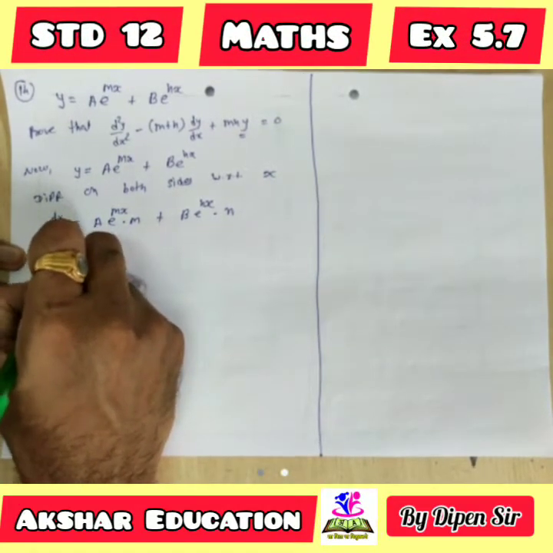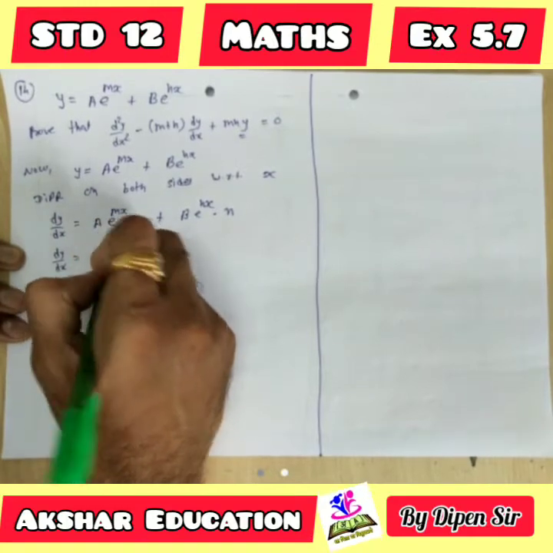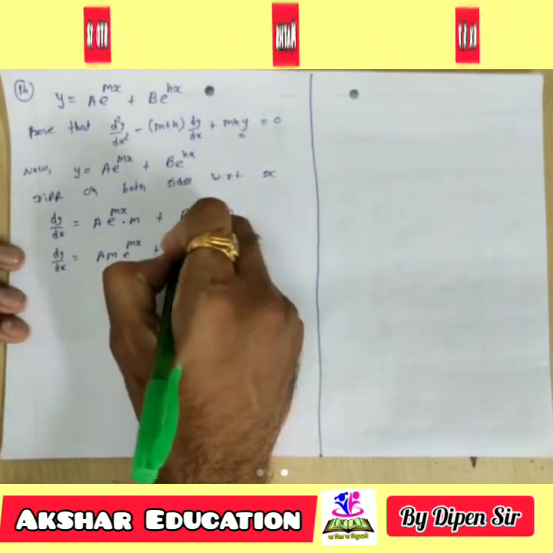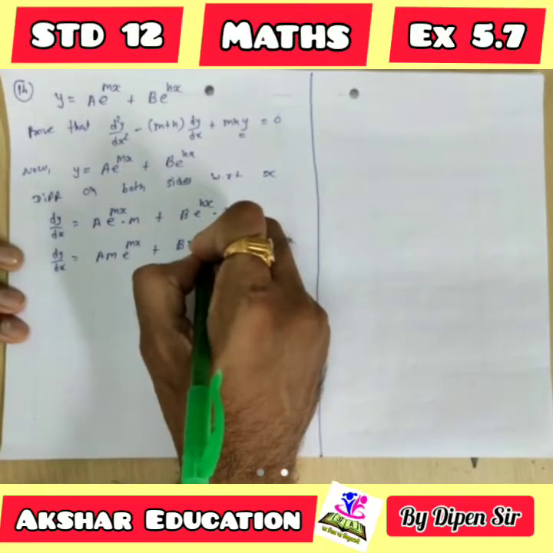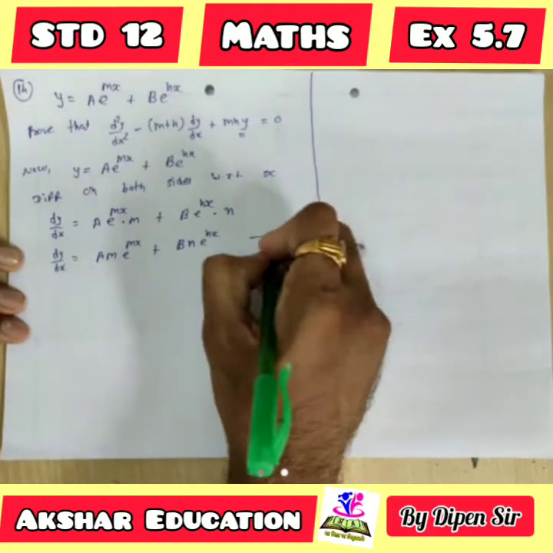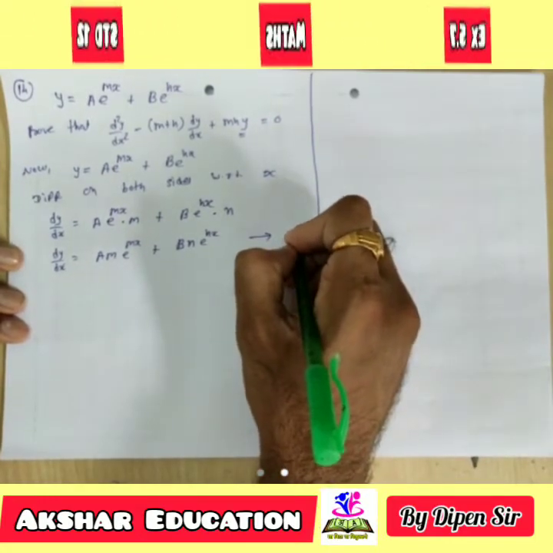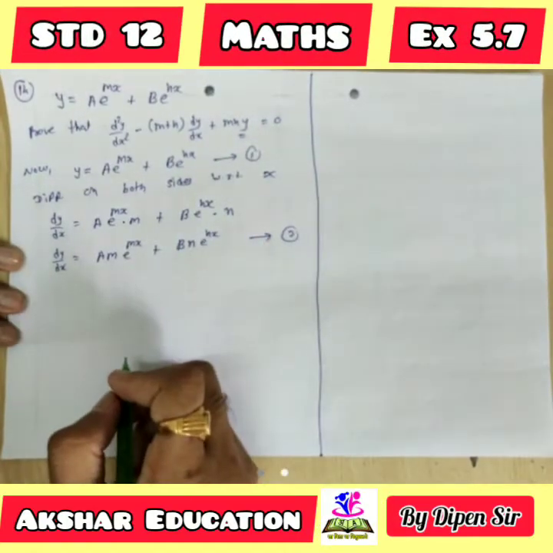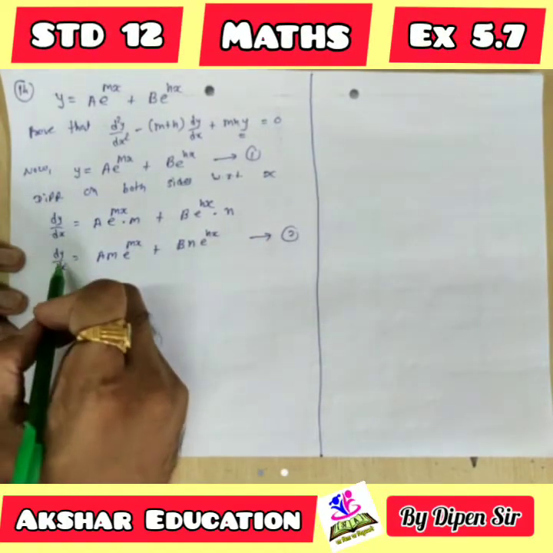So your dy by dx is a into m into e raised to mx plus b into n into e raised to nx. Say, suppose we call this result number 2, and this is given. Suppose this is 1. This is y. This is dy by dx.